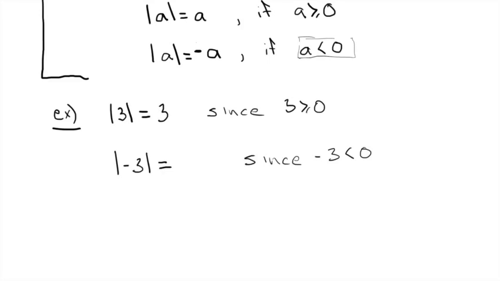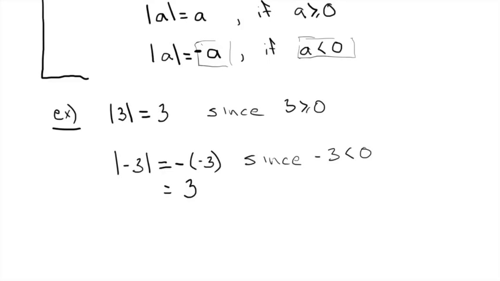So we have to use this rule. We have to take the negative of a, but a in this case is negative 3. So we have this negative, which is here, and this negative 3, which is this number here. Well, a negative times a negative is just a positive. So the absolute value of negative 3 is 3.